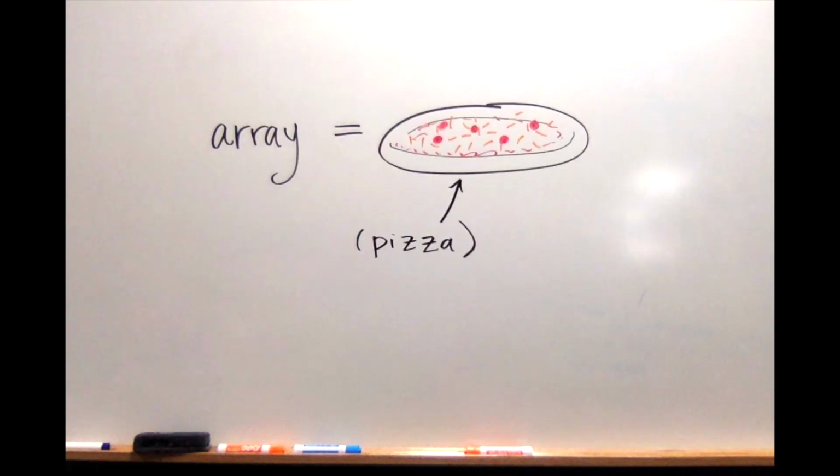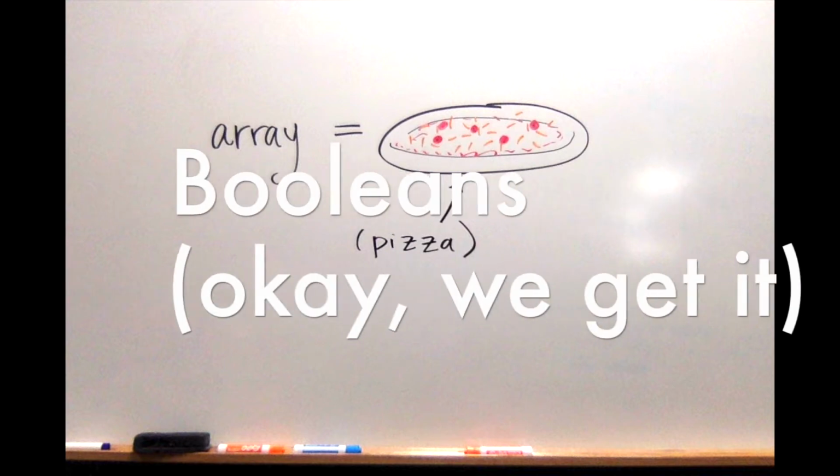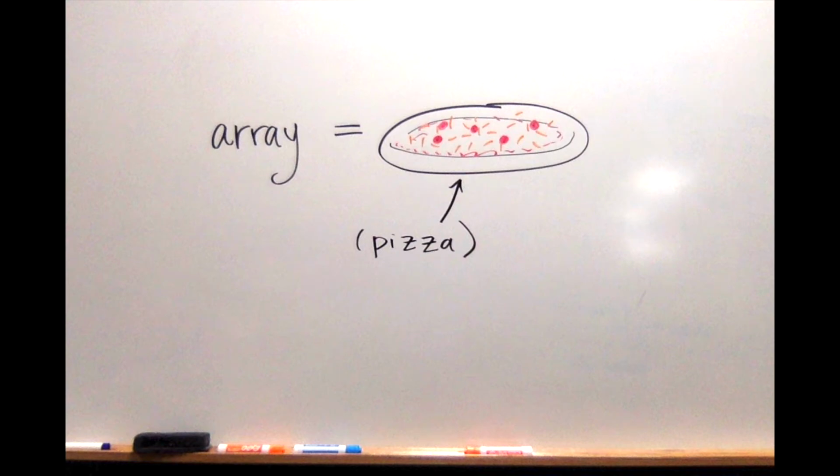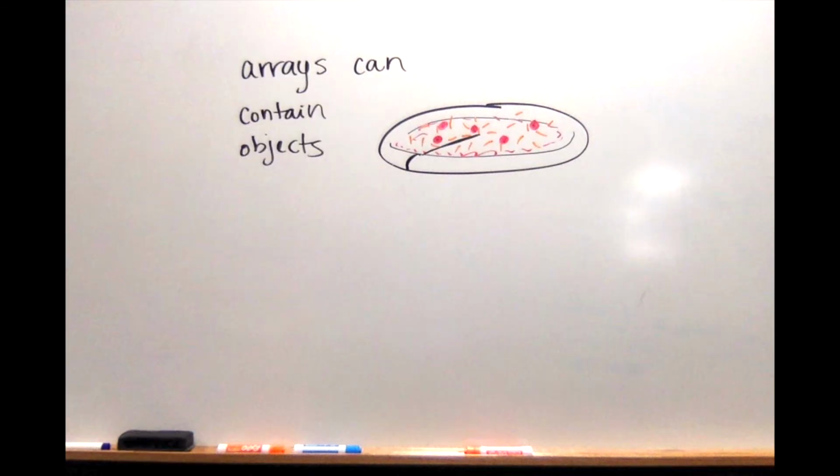Yeah, okay. So how this works is we have an array, and that array is a pizza. Cool, so stick with me here. Now, arrays, as you know, can contain strings, numbers, booleans, but what we typically use array prototypes for are when we're dealing with more complex data structures, such as objects.